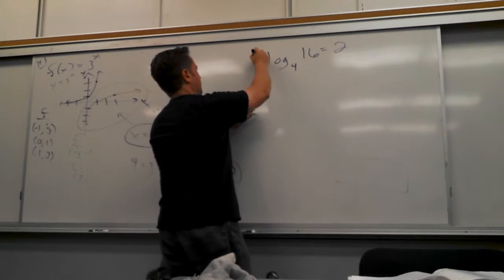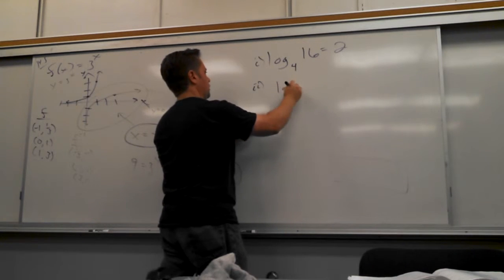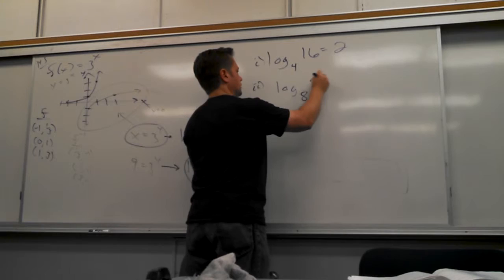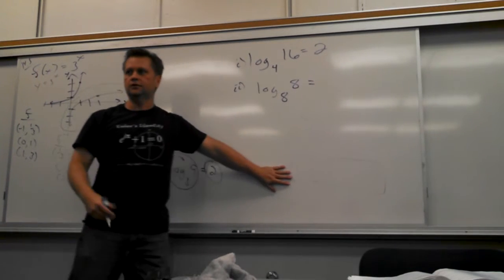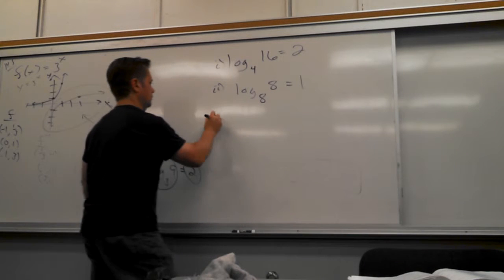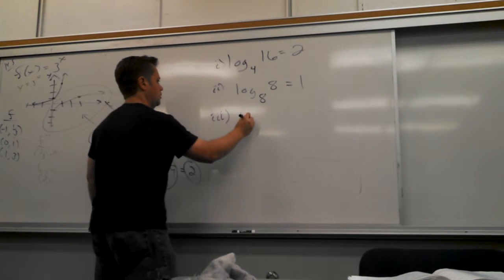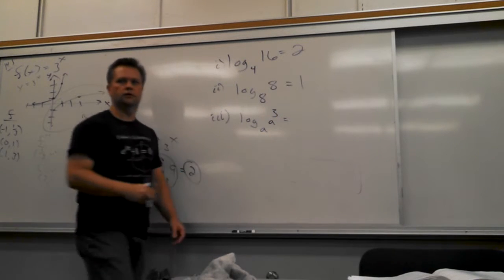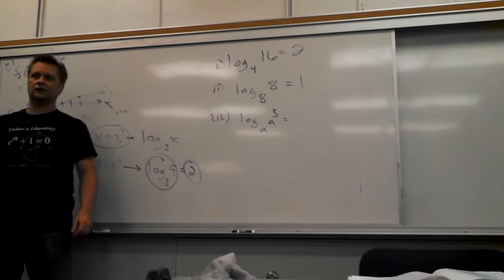All right. So what about log base 8 of 8? 8. It's almost too easy. 1. Yeah, you raise 8 to the first power to make 8, right? So what about log base A of A cubed? 3. Almost too easy, right?